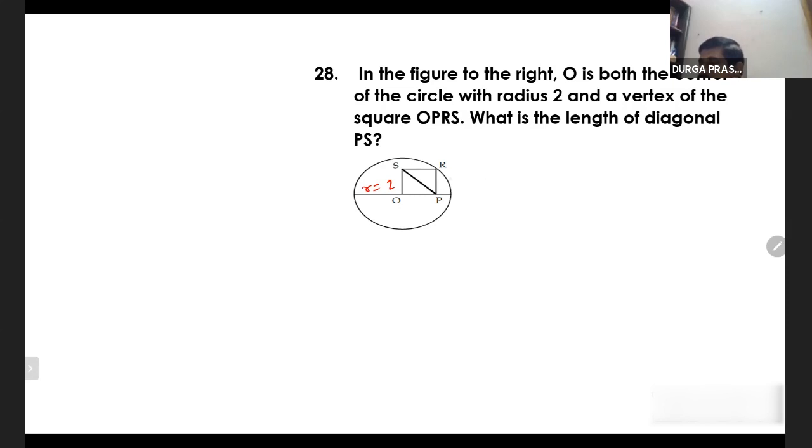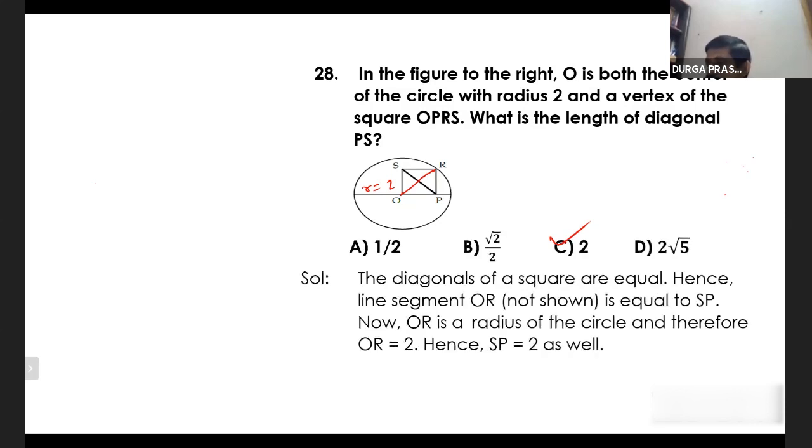PS is also equal to, as OPRS is a square, the length of the diagonals in a square should be the same. So OR is the radius, and that is 2. So PS should also be 2. So we have option C. Please note it fast. We'll go to the next question.